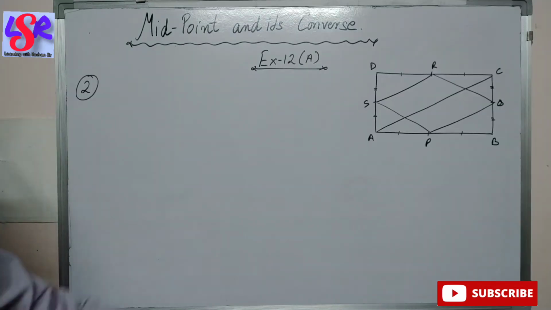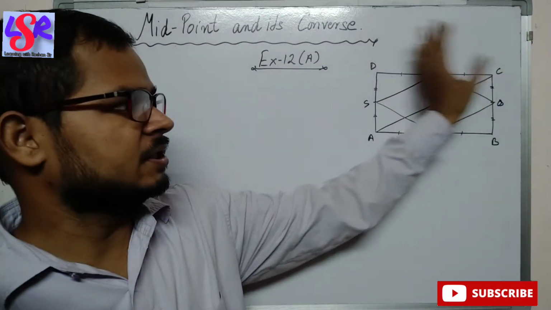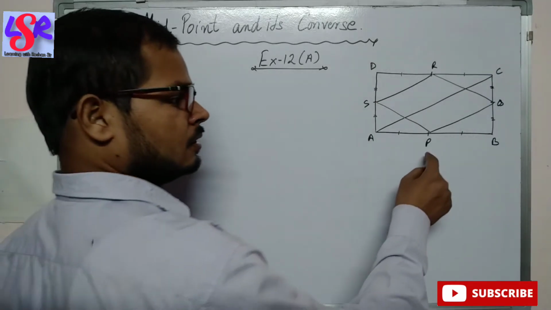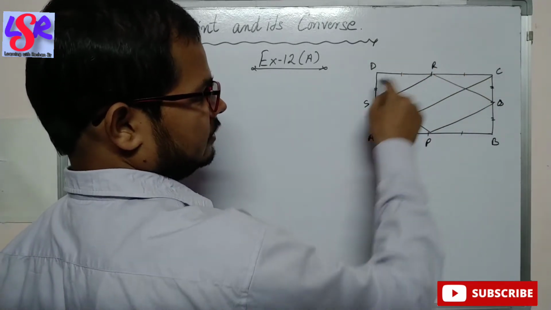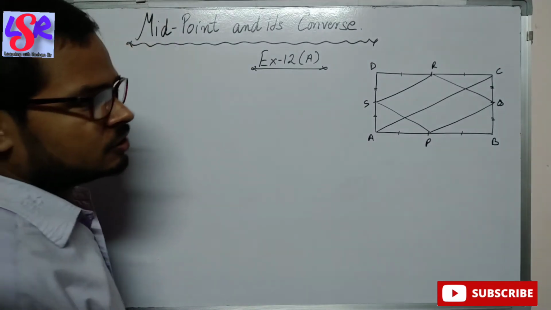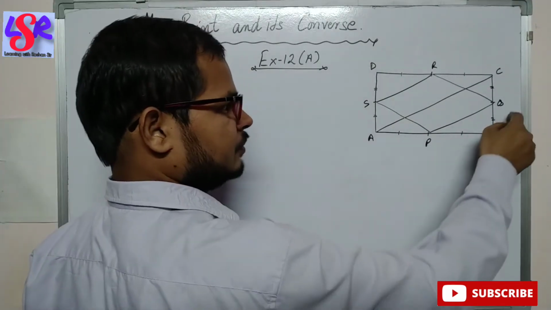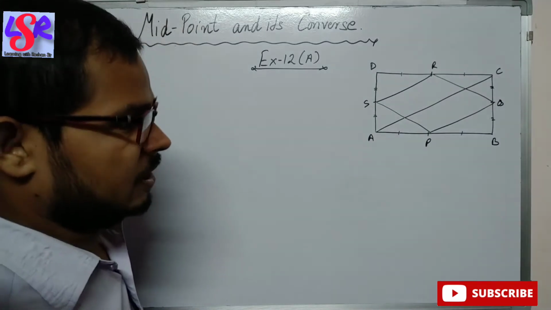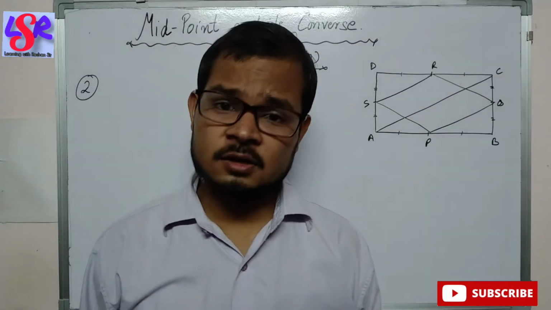Now here in question number 2, we have a rectangle ABCD, and we have to prove that the figure obtained by joining the midpoints of each side is a rhombus. So for that, first of all, we are going to prove quadrilateral PQRS is a parallelogram, and after that we'll prove it is a rhombus.